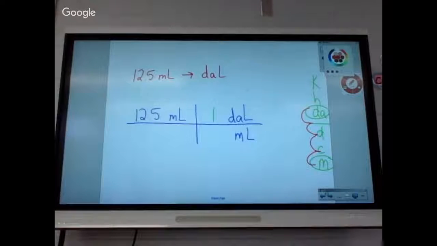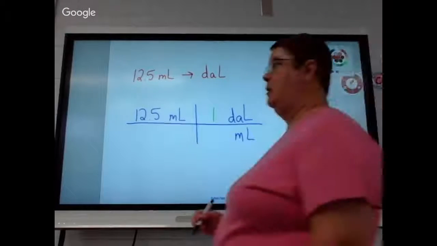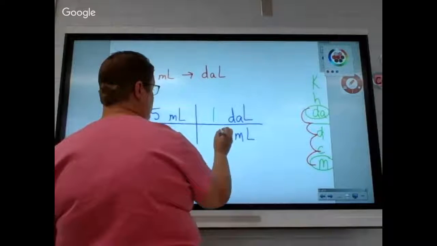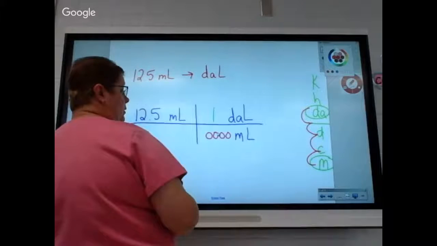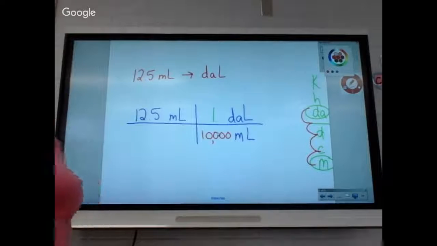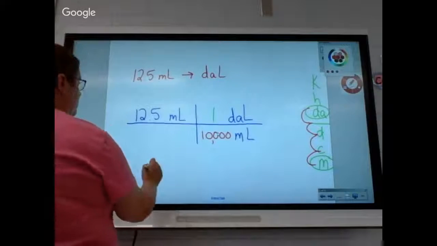So how many spaces did we move? 4. So that means I do what? I don't just write 4, I do what? 4 zeros. And what goes in front of it? A 1, because remember, these are all base 10, so it'll always be like 10, 100, 1,000, 10,000. All right, so how do I calculate this one? 12.5. That's right. You can say times 1 if you want to, but it's 12.5 divided by 10,000.